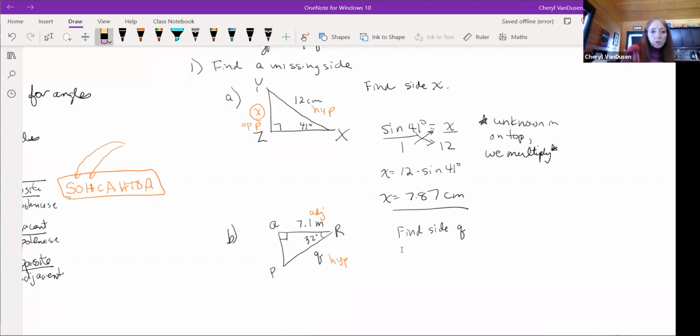So A and H, again, if we go over here to our SOHCAHTOA, we're looking at cosine because we've got A there and H there.